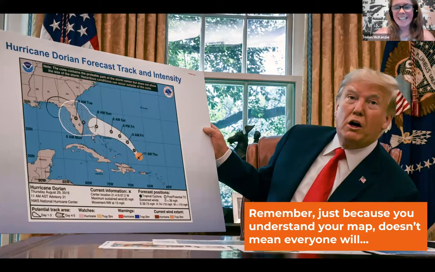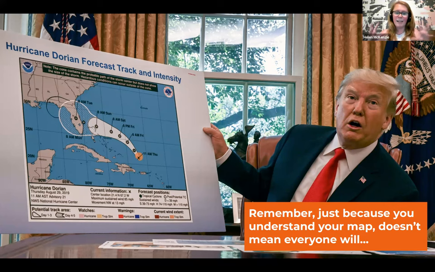So the final bit of this section is just saying, remember, just because you understand your map doesn't mean everyone will. So this is a very infamous mapping scandal, if such a thing exists, which is where this map is showing areas where there's a likelihood of high hurricane level winds. Donald Trump has interpreted this. You can see he's drawn with a Sharpie. This incident was called Sharpiegate. He's drawn with a Sharpie the direction that he thinks the hurricane is going in. This map isn't showing the direction of the hurricane.